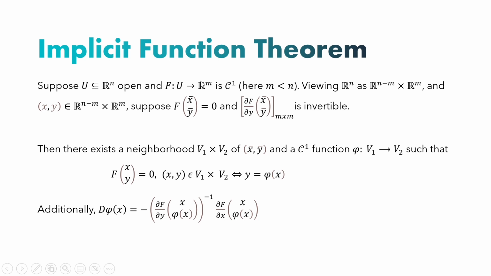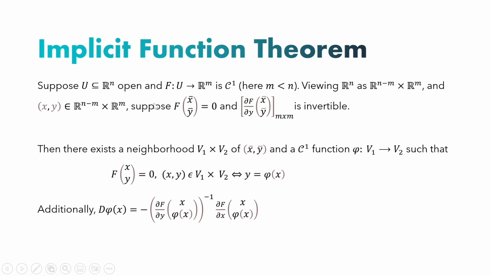So we're squashing space down, again, just like we had in the examples. Viewing Rn, breaking it up as Rn minus m by Rm, so you just kind of isolate the last m variables from the first n minus m. And then points in Rn will be notated x in Rn minus m and y in Rm. So the total point is xy.